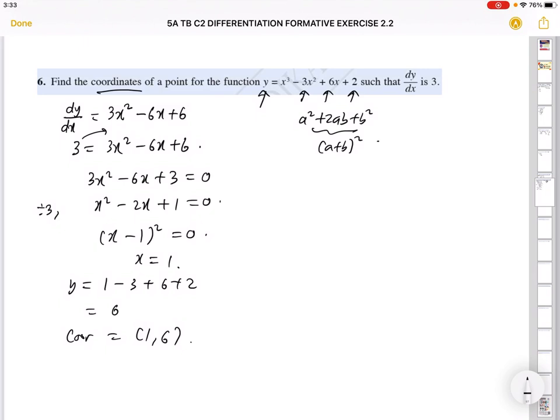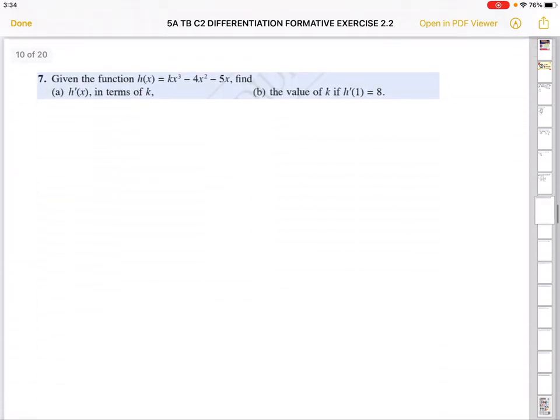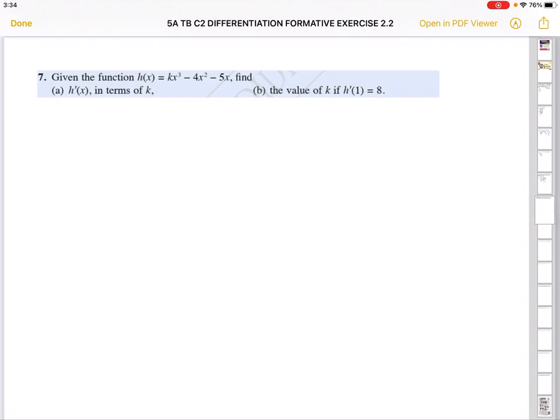Okay, so I would say some questions are quite easy, some questions are a little bit difficult. I would guess the past few questions were a little bit easier. This one involves finding h'(x) in terms of k. Again, we differentiate as usual. Although I have a k, remember k is a constant, it's not affecting your differentiation. When you differentiate, you bring the 3 down, copy k, copy x, reduce the power by 1, so 2. Differentiate 4x^2, 4 times 2 is 8, copy x, reduce the power by 1, so 1. Differentiate negative 5x, I get negative 5.